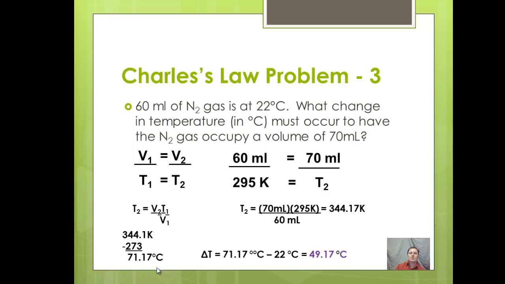But it wants to know the temperature change, right? So to do the temperature change, we take our final temperature and subtract our initial temperature. So 71.17 minus 22 degrees Celsius gives us a temperature change of 49.17 degrees Celsius. You need to be careful what they're asking for. They weren't asking for the final temperature, they're asking for how much the temperature changed. So be aware of that little trick there.